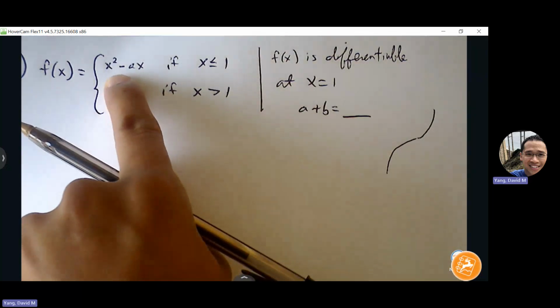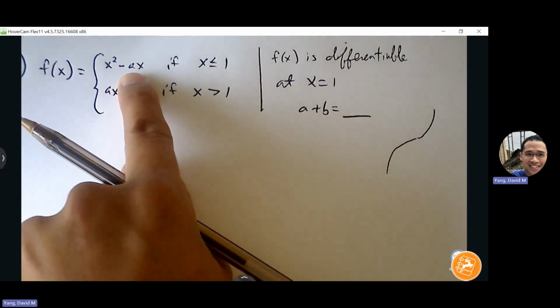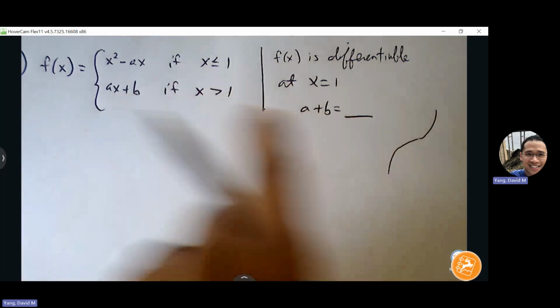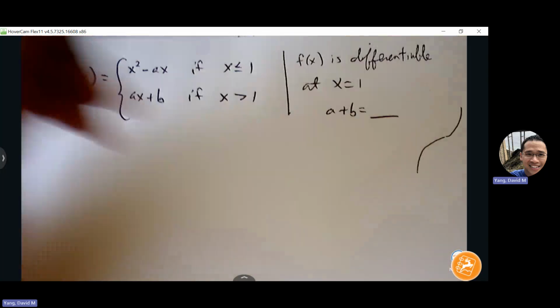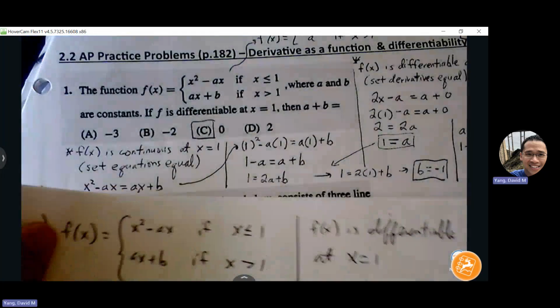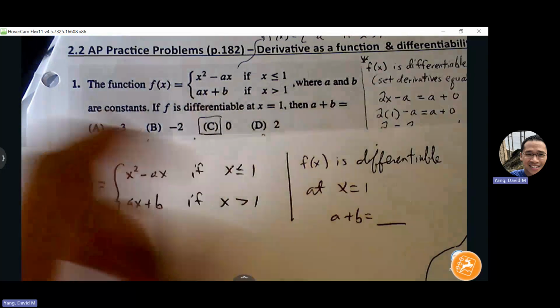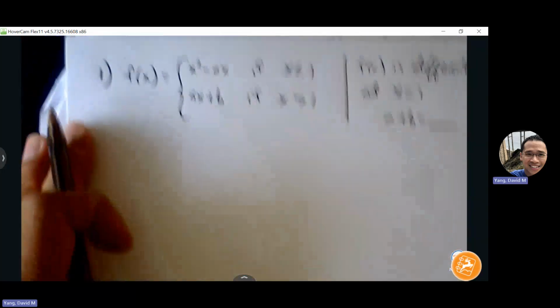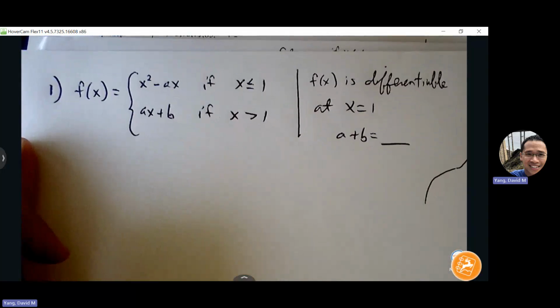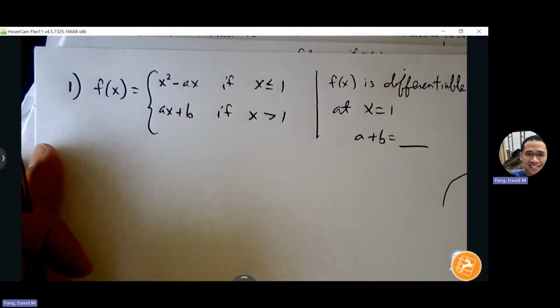Keep in mind that x is a variable, so x is a changing value, but a and b are constants. It says if f is differentiable at x equals 1, then a plus b is equal to what? So here's the strategy that will allow us to create the information necessary to solve for a and b.